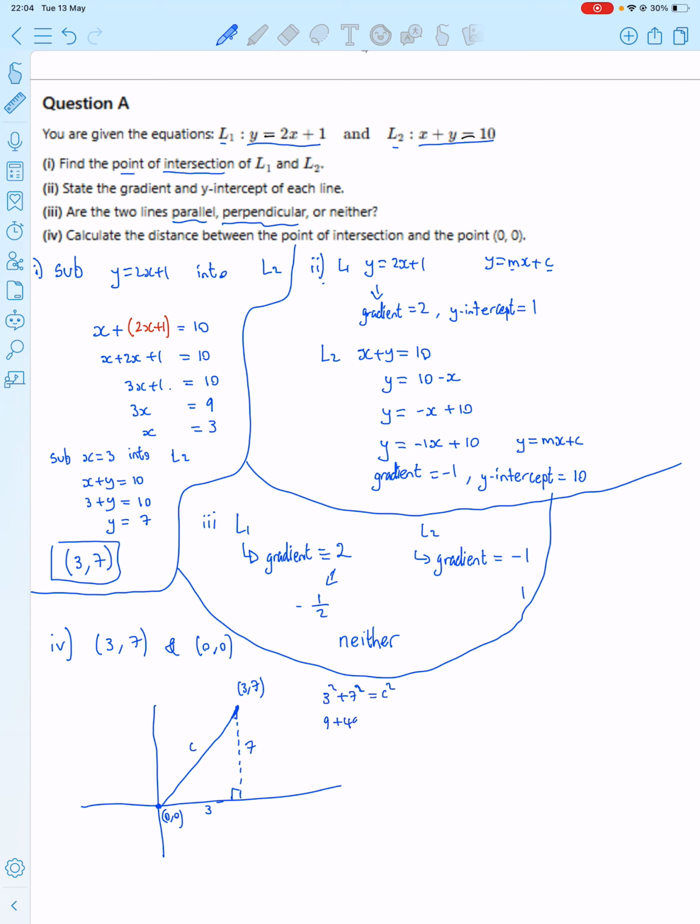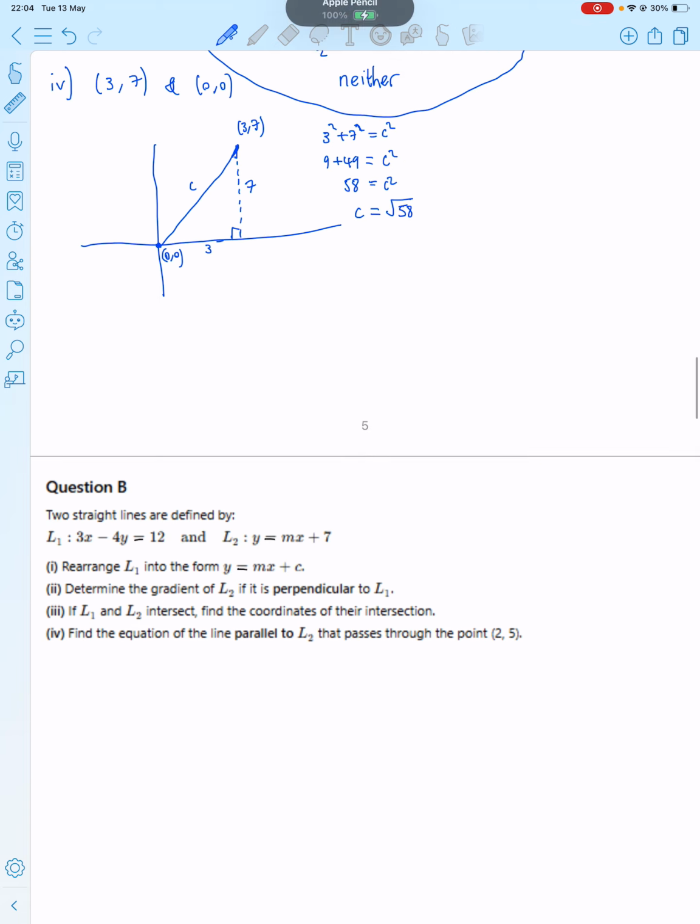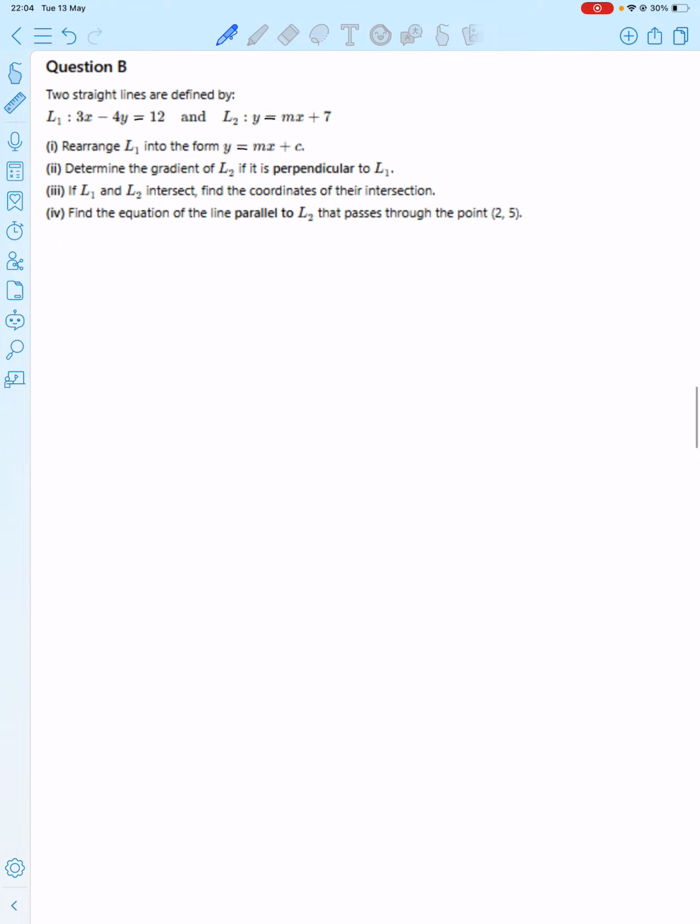9 plus 49 equals c squared, and that is 58 equals c squared. So c equals the square root of 58. I'm just going to leave it like that as an answer. We've not been asked anything more. If it were a calculator paper and they asked to work it out to one decimal place or something like that, you could use a calculator. I'm just going to leave it like that. So that's the first question out the way. Let's move on to the next question.